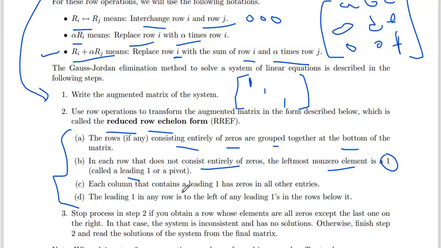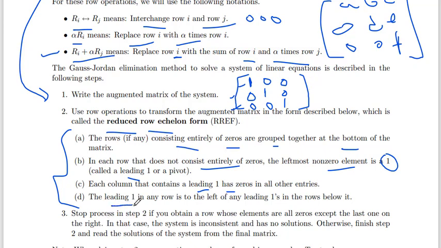So let's talk about the next step. Each column that contains a leading one has 0s in all other entries. If this is the 1 in the first column, then all the other elements in that column are 0. Here also, the second column has a leading 1, and all the other elements are 0.